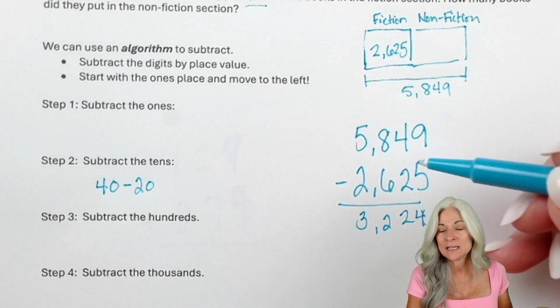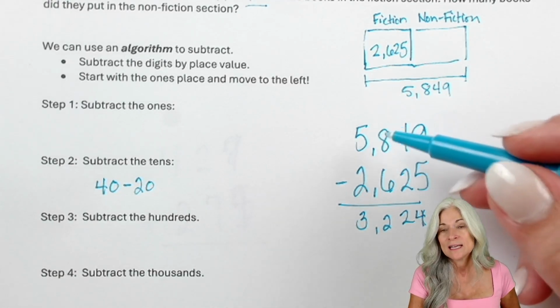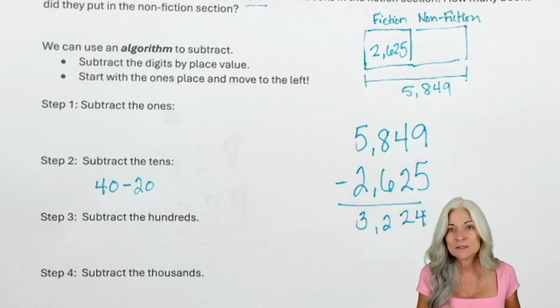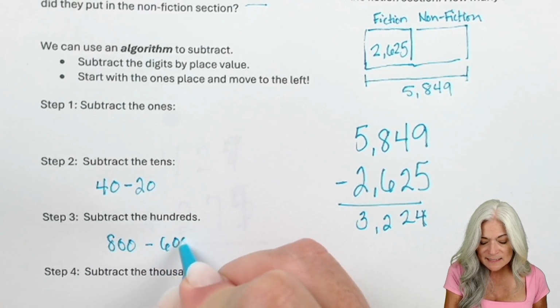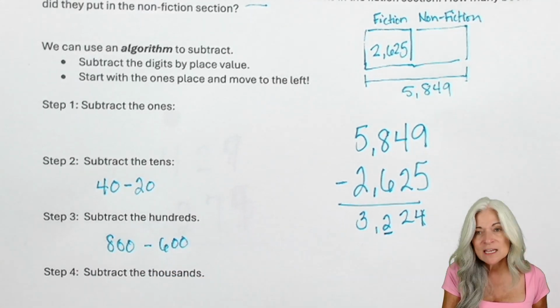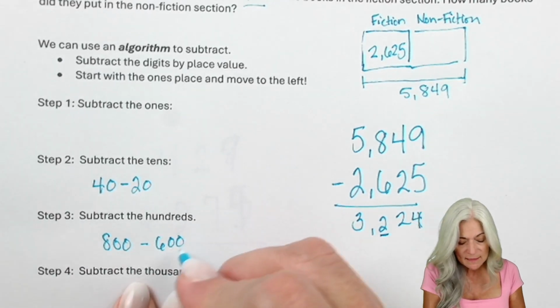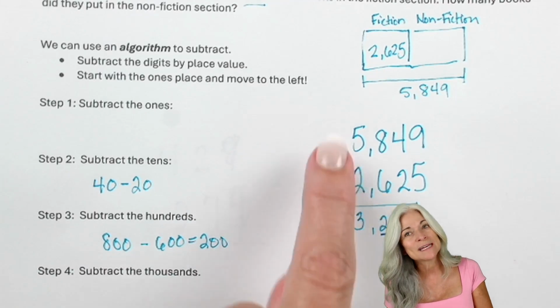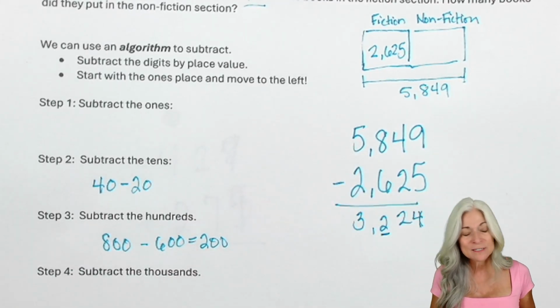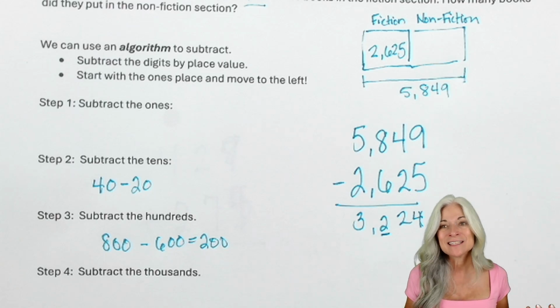4 minus 2 sounds like 4 ones and 2 ones. 8 minus 6, that sounds like 8 ones minus 6 ones. We're actually doing 800 minus 600. And then look at your answer. How do we see the 200 here? Well, we see that 2 in the hundreds place. And then, of course, 5,000 minus 2,000 is 3,000.